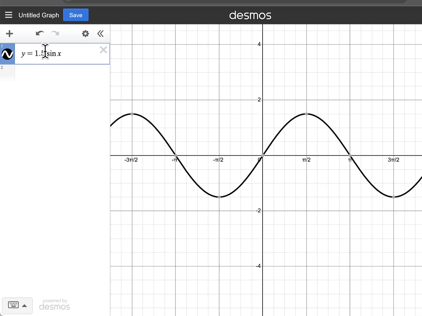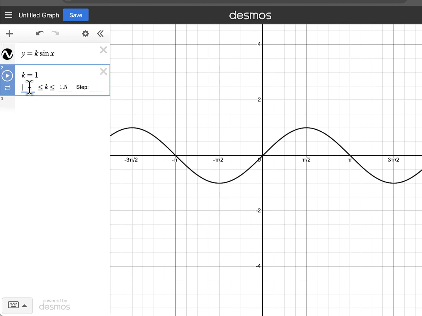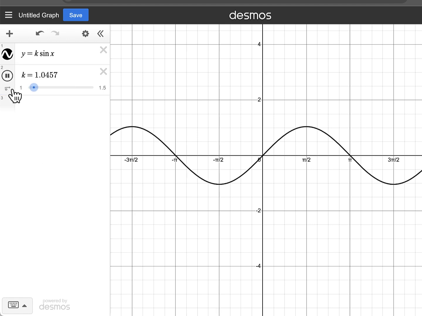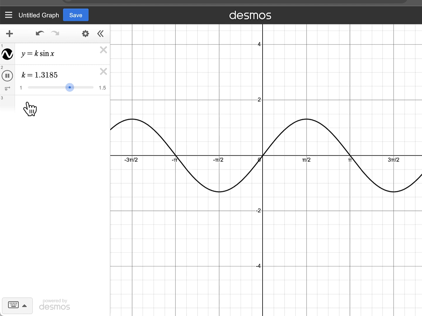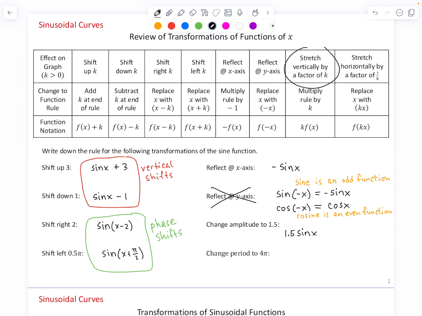If you want to animate the stretching, then change 1.5 to k, add a slider for k, change its limits from 1 to 1.5, because when k is 1, there would be no change. Select play once, hit play, and you'll see the vertical stretching happen dynamically. It'll stop by the time we've stretched vertically by a factor of 1.5. So vertical stretches will be the way that you change amplitudes, but vertical stretches do not change period. To change the period, we'll need to do a horizontal stretch.